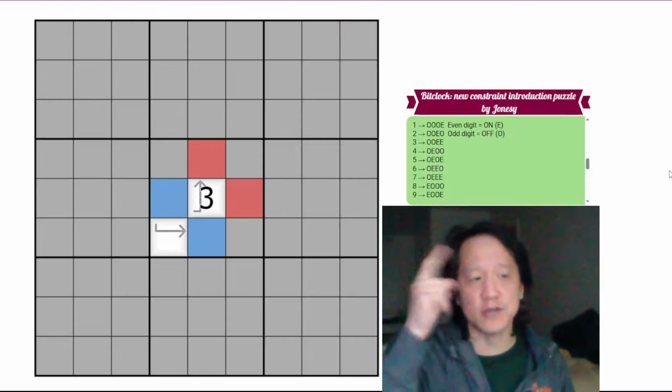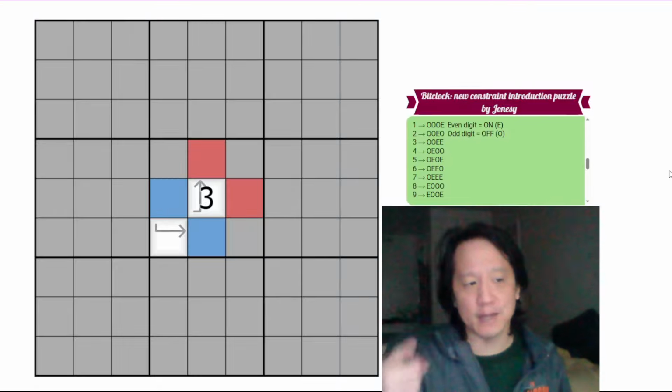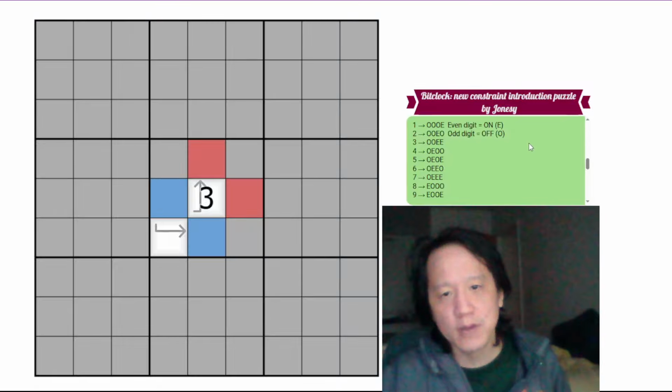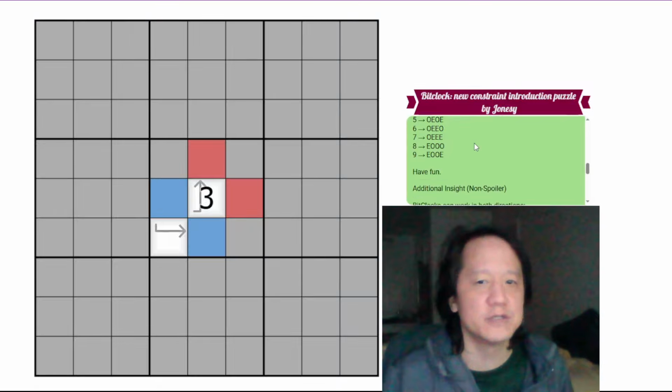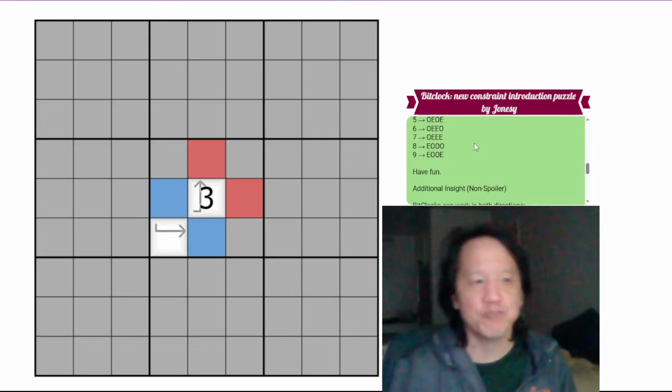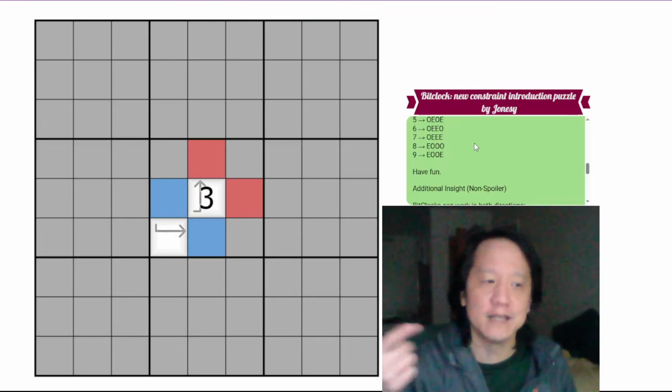8 is even, odd, odd, odd. Obviously, only the 8-bit is on. And 9 is even, odd, odd, even. And those are all the representations, and this is basically just binary representation of a base 10 number.